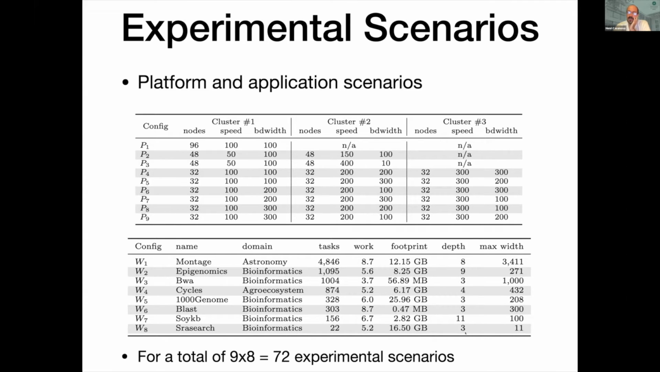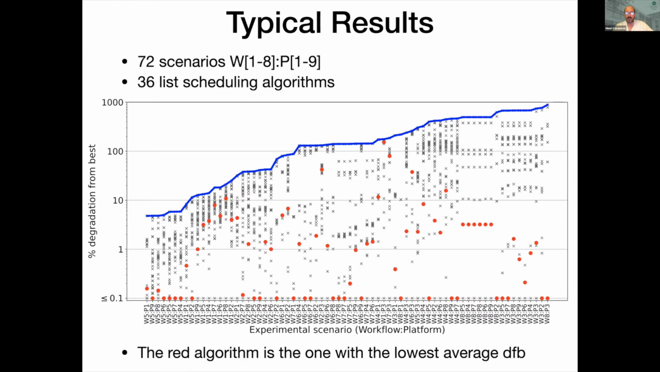Right. So at this point, we make an argument that we have a reasonably diverse set of platforms and a reasonably diverse and representative set of applications. And that gives us 72 experimental scenarios. Right. And so then we publish results like this one, where on the x-axis, we show all the scenarios. There are 72 of them. And on the y-axis, for each of the 36 scheduling algorithms, we plot its degradation from best in percentage.